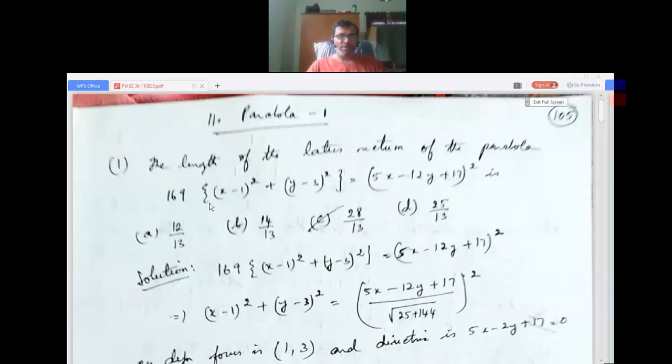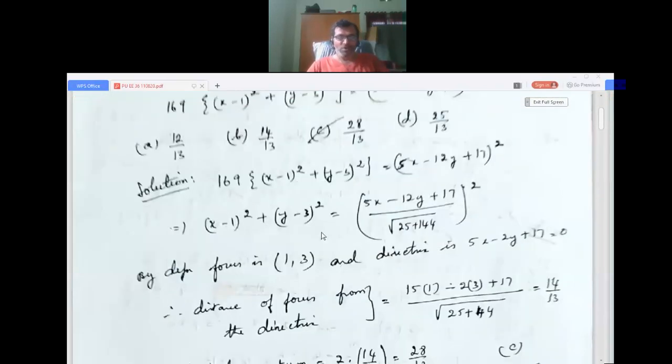Okay. The first one, parabola. The length of the latus rectum of the parabola 169 into (x minus 1) squared plus (y minus 3) squared is equal to (5x minus 12y plus 17) squared is. Again, the length of the latus rectum. The latus rectum is a focal chord perpendicular to the axis of the parabola, passing through the focus. The options are 12 by 13, 14 by 13, 28 by 13, 25 by 13.